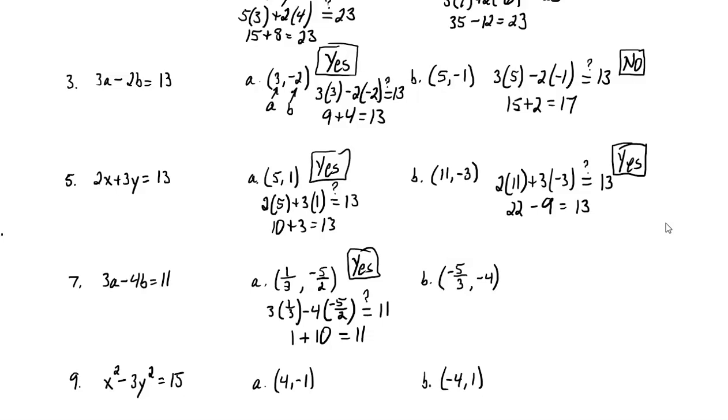Now our second ordered pair, 3 times -5/3 minus 4 times -4. Does this make 11? So the 3's reduced to -5, and -4 times -4 is +16, and this adds up to 11. This is yes.